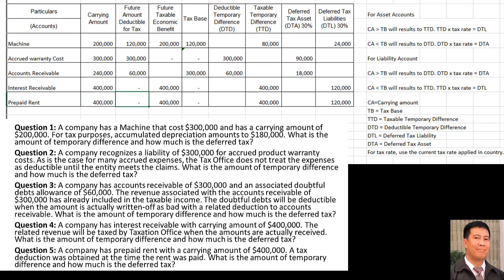We know when you calculate carrying amount, that will be cost less accumulated depreciation less accumulated impairment loss. But because we don't have impairment loss here, it's cost less accumulated depreciation. So $300,000 less $180,000, how much? That will be $120,000. Even if we are not using this, we will be able to determine this just by using logic.